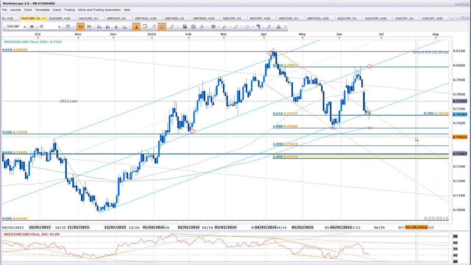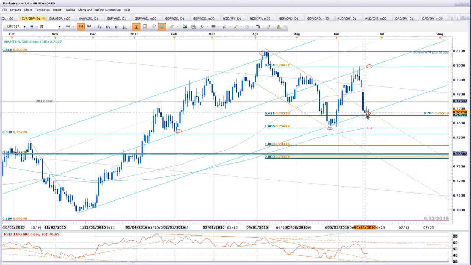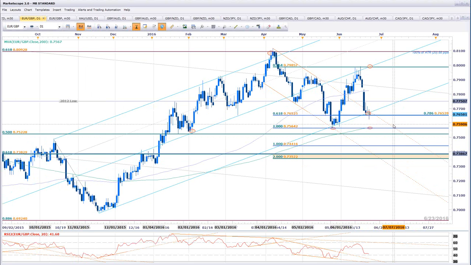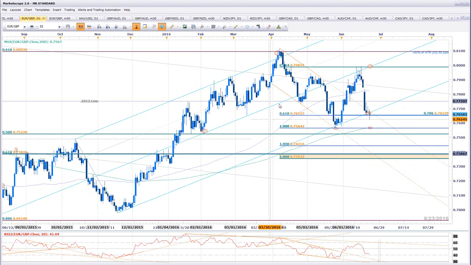So you have really clear-cut levels as far as what your targets would be. And to fill the gap, we would need to rally back up into this region right here, 78.47. And that's going to be your near-term resistance right up here.